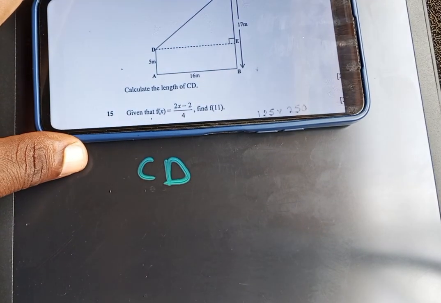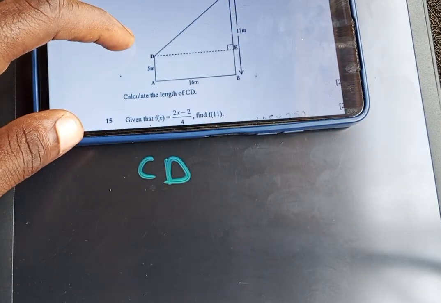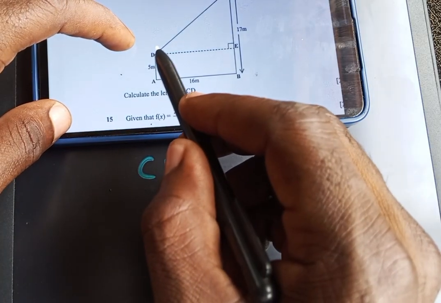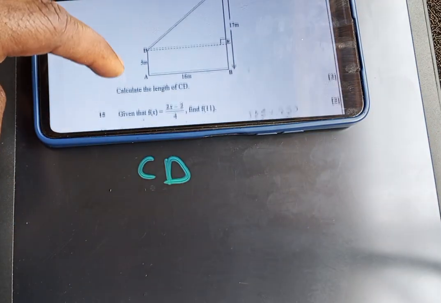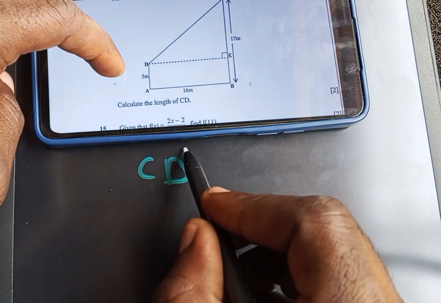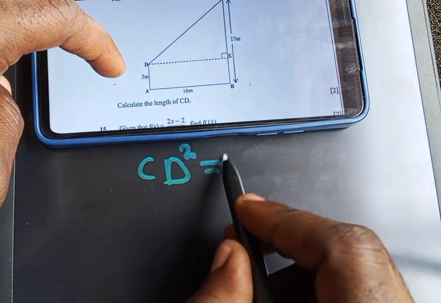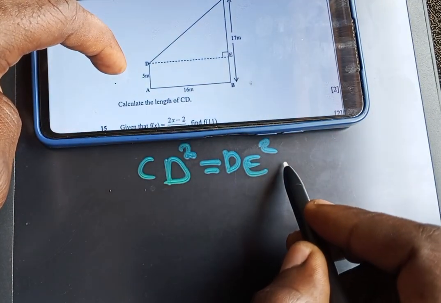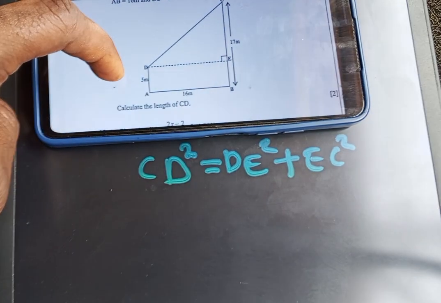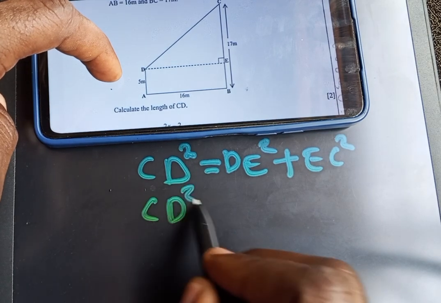Now to find the distance of CD, look at this, CD is the hypotenuse. To find this distance from C to D from the Pythagoras theorem, we all know that we add the squares of the adjacent side. So you're going to say CD, the hypotenuse squared, equals DE squared plus EC squared. Now let's replace together.